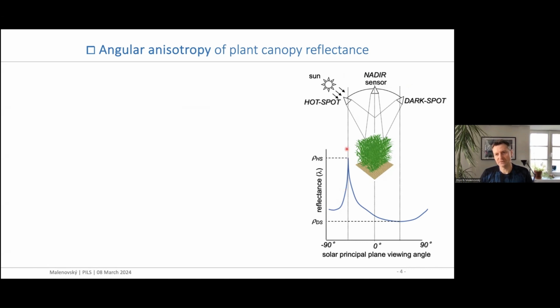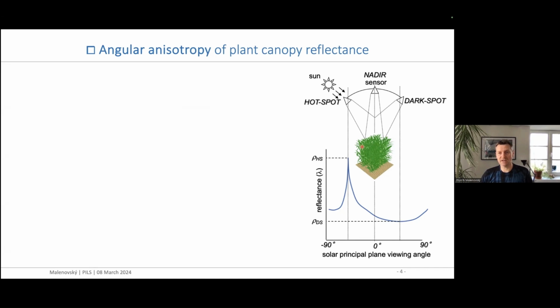And the function will look roughly like this. It will have a very steep peak, which is something we call hotspot, and then it will have a very deep trough here, which is a geometrical arrangement we call dark spot observation. Dark spot gives us the lowest reflectance, hotspot gives us the highest reflectance.